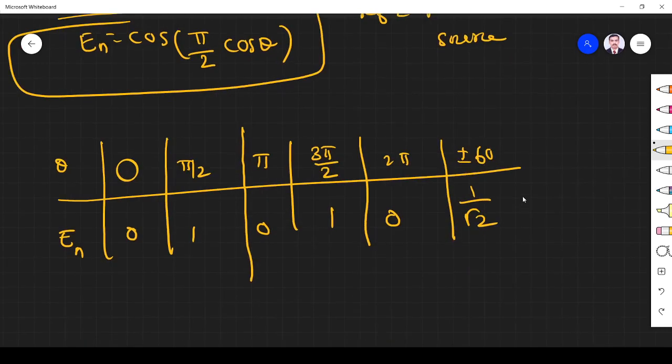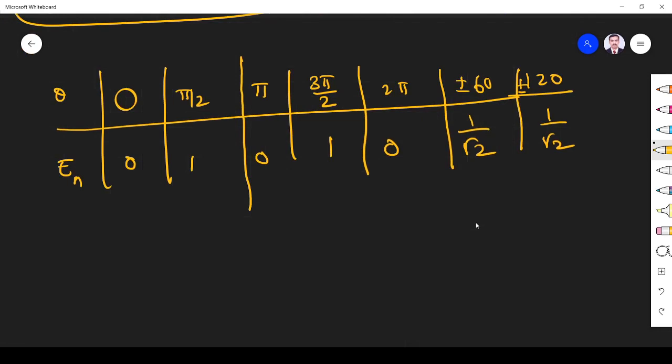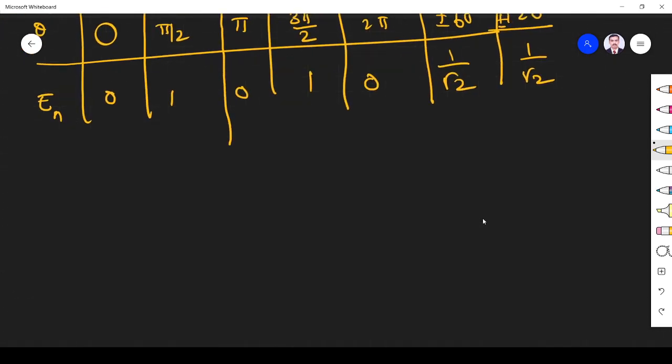Similarly, for theta equal to plus or minus 120, what will it become? They will become 1 by root 2. Right? Substitute the value and you get the answer. So you will get this. Now if you draw the diagram, that is called the radiation pattern.